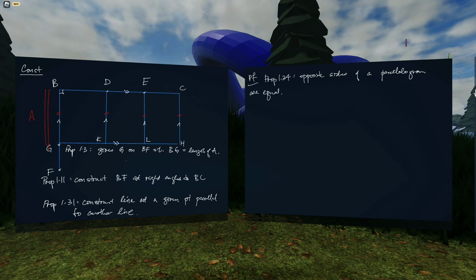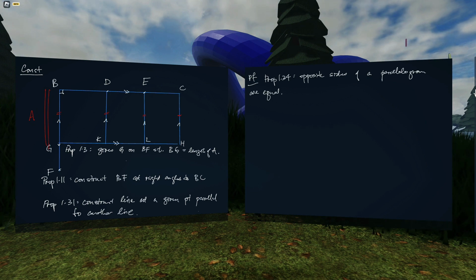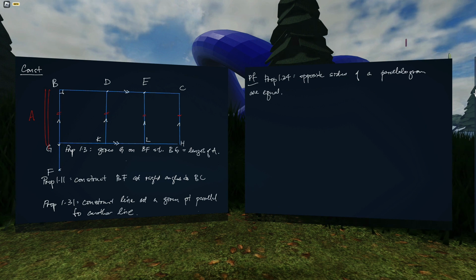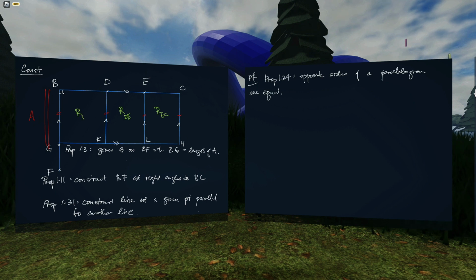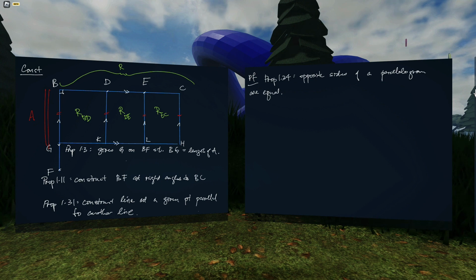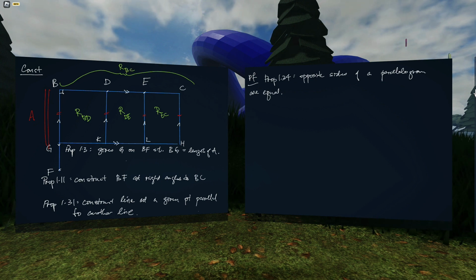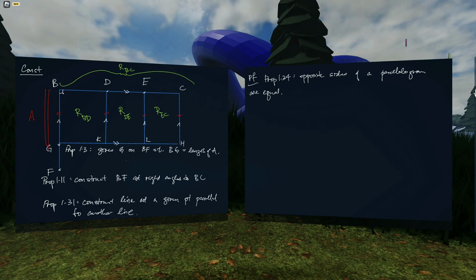And so then the diagram here really is, right? Let me just write here from the previous kind of notation. This thing here is RDE. This thing here is REC. This thing here is RBD. And the whole thing is RBC, right? Because of proposition 1.34.